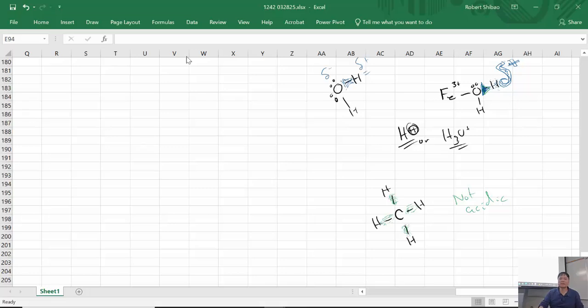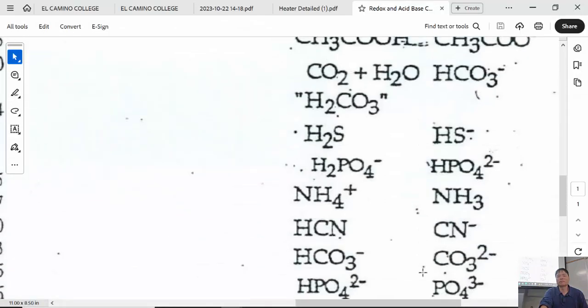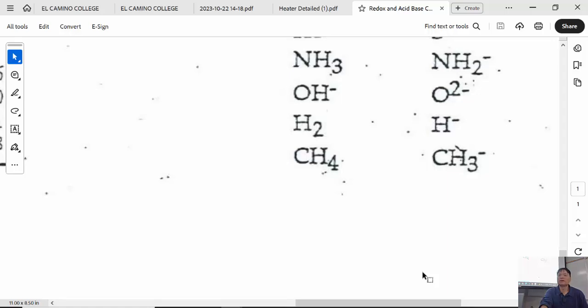What's a super base? As far as bases go, let's take a look and see if we have any super bases on our chart. We don't. Do you remember the zigzag? Does anybody remember the zigzag method of using these charts? We want to go downhill in terms of energy. So if I want to pluck a proton off hydrogen, I need a base stronger than hydride. Hydride's not going to be enough.